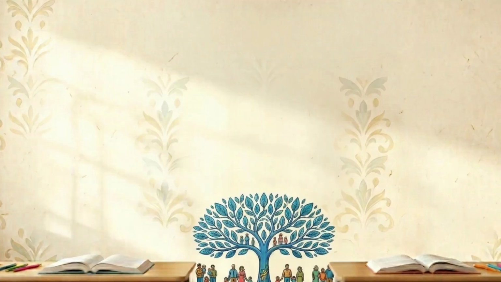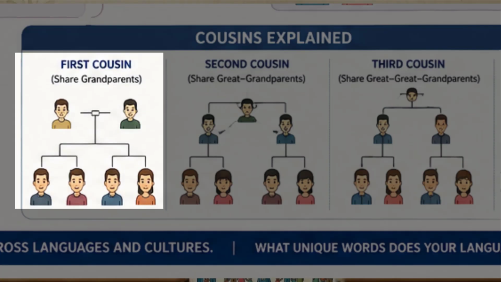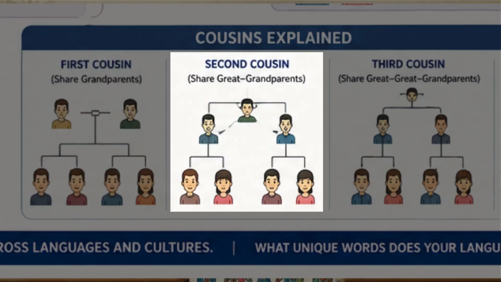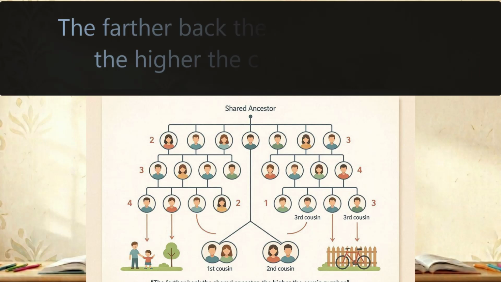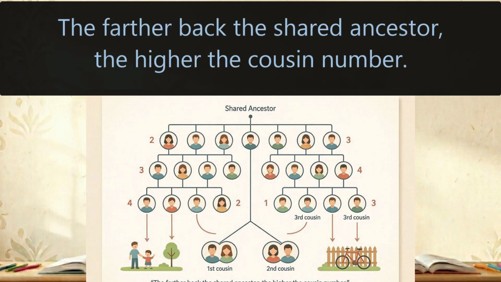Cousins explained properly. First cousins share grandparents. Second cousins share great-grandparents. Third cousins share great-great-grandparents. The farther back the shared ancestor, the higher the cousin number.